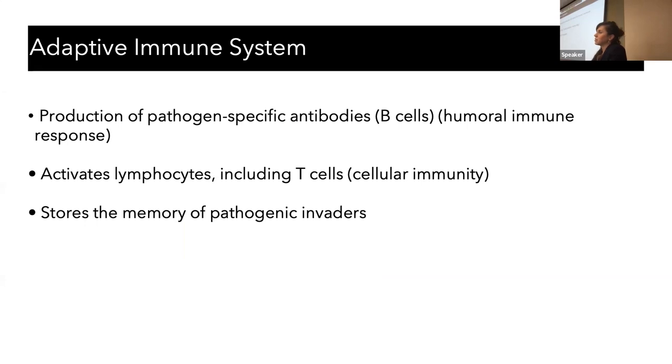The adaptive immune system is responsible for the production of pathogen-specific antibodies. Those are your B cells. That's your humoral immune response. Sometimes you hear the words humoral and cellular. Humoral is your antibody response. My favorite cells in the body are T cells. These are part of your adaptive immunity. Your innate immune system is going to activate these different components of your adaptive immune system, including your B cells and T cells. And these cells store the memory of pathogenic invaders, which I will get to, and why that relates to the way that your immune system ages, in a moment.